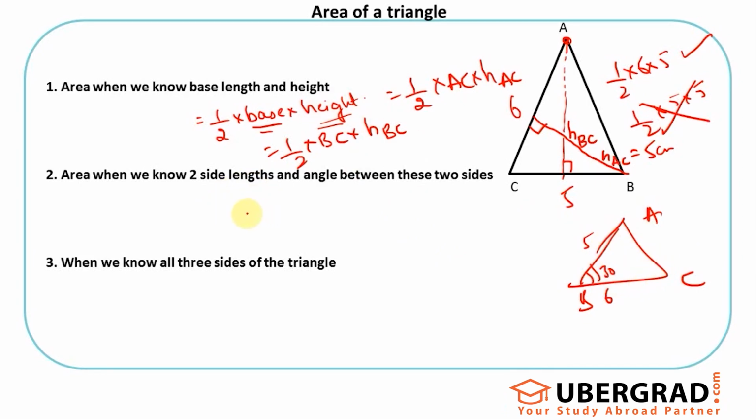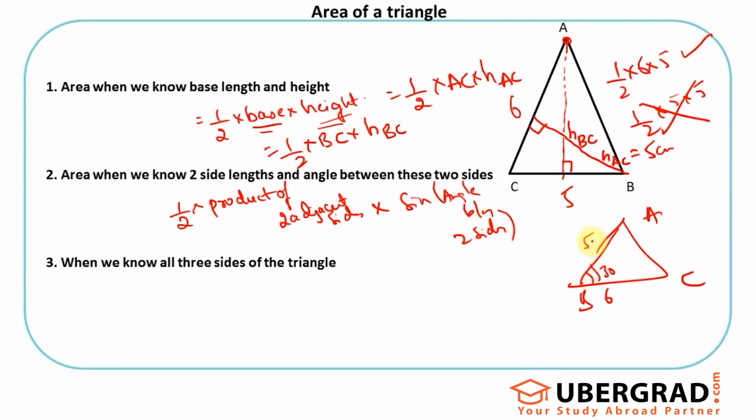So what I can do is this: half into the product of two adjacent sides, next to each other, into the sine of the angle between those two sides, right? 5 and 6 are two adjacent sides next to each other and the angle between those two sides is 30. So the value will be half into 5 into 6 into sine 30. That's how we'll do it.